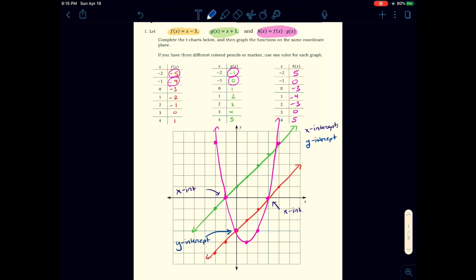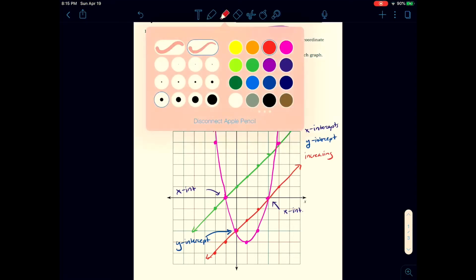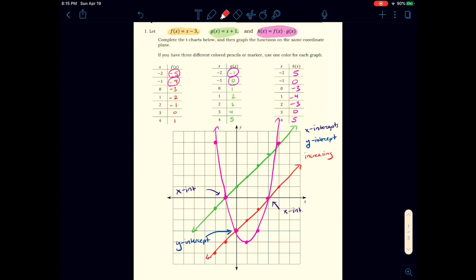And then we have words like increasing and decreasing. So where is this graph increasing? If you notice, it's when the graph is going upwards from left to right, which would be this portion of the graph, to the right of 1. So let me put right here, this is where it's increasing. We can say it's increasing for x values that are greater than 1.